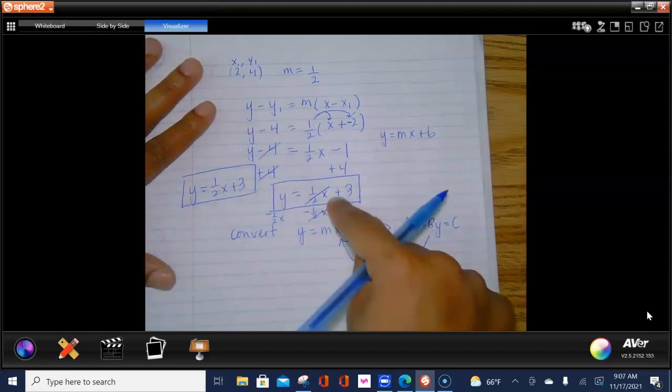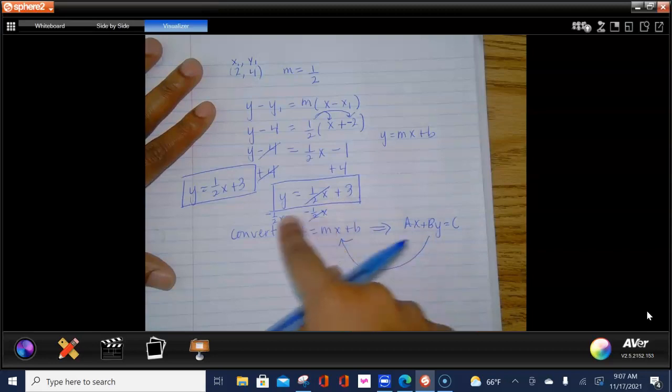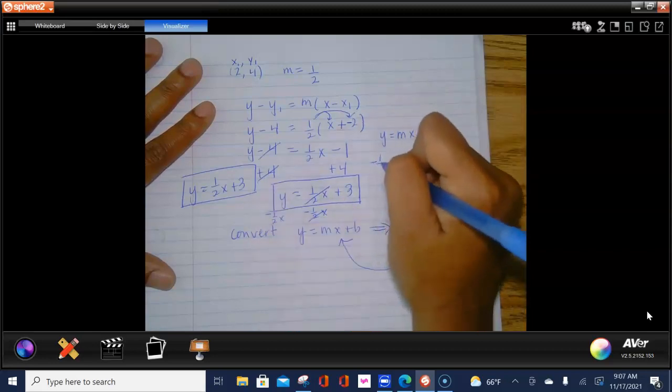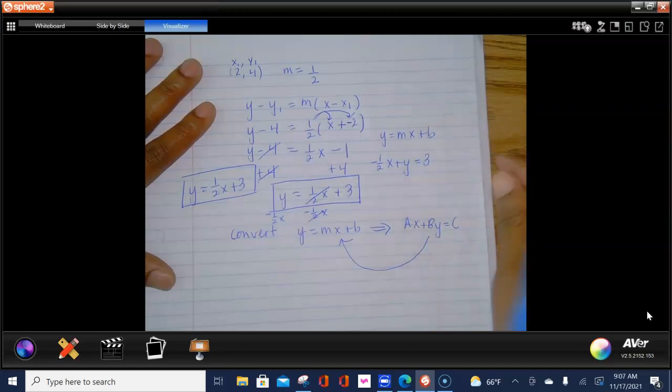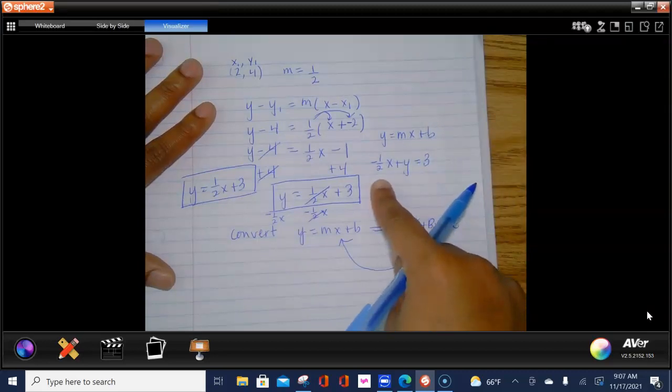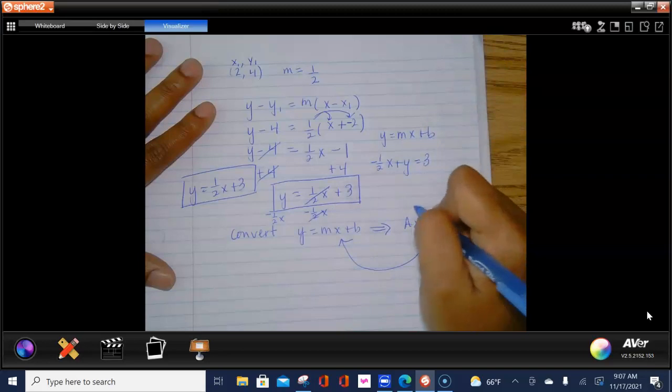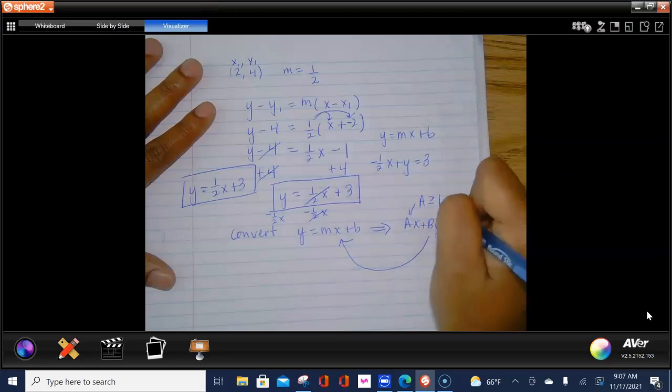But now I'm rearranging this. Okay, so I subtract 1/2 x from both sides. So now I have 1/2 x plus y is equal to 3. And remember, I told you the conditions for a: you cannot have it be negative, and you never want to have a fraction. You want a whole number, right? So again, remember that a has to be greater than or equal to 1.